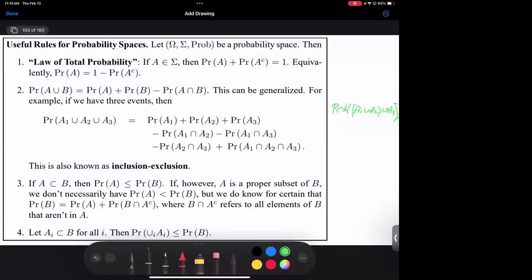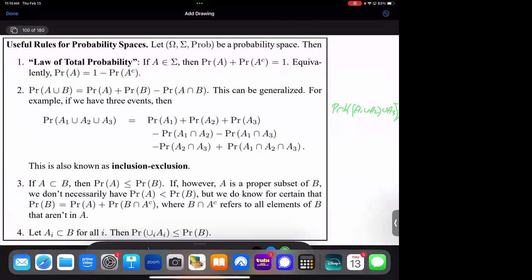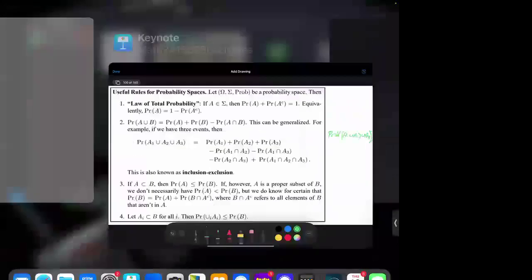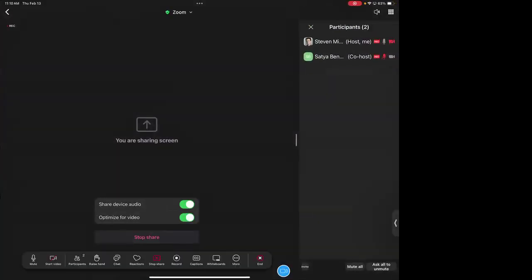And then, lather, rinse, repeat. If I have each Ai contained in B, then the probability of the union of the Ai should not exceed the probability of B. All right, so this is a good place to stop for today. I do want you to do some practice coding.